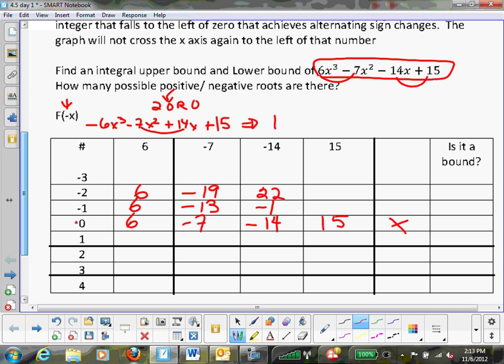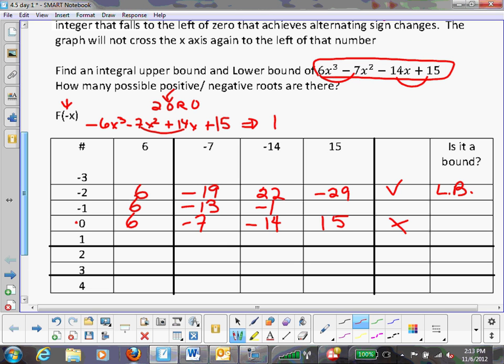Negative 44 plus 15 is negative 29. Do you see how our signs are alternating? It starts out positive, the next number is negative, then we get a positive value, then we get a negative. That implies that this is a lower bound. In other words, when we're graphing, we will find no zeros to the left of negative 2.